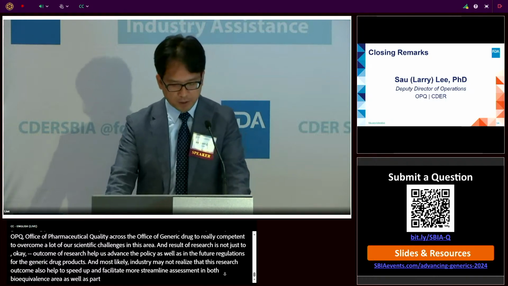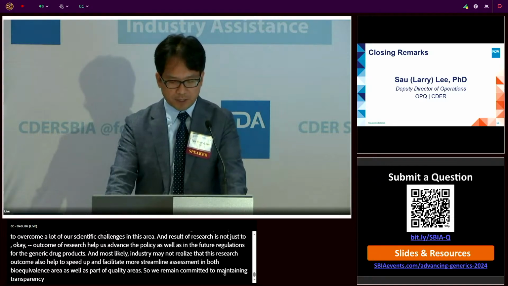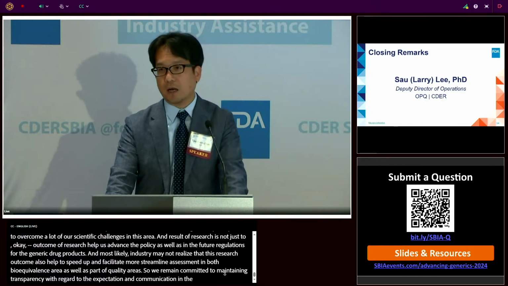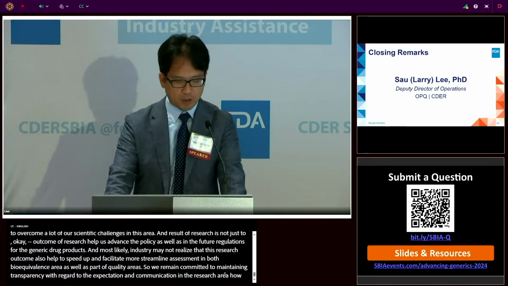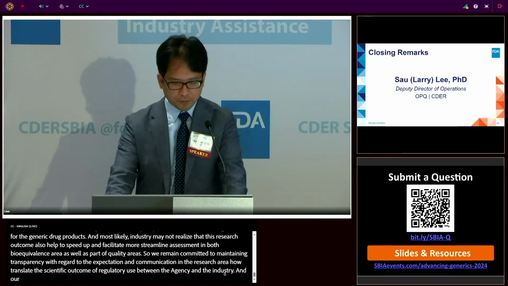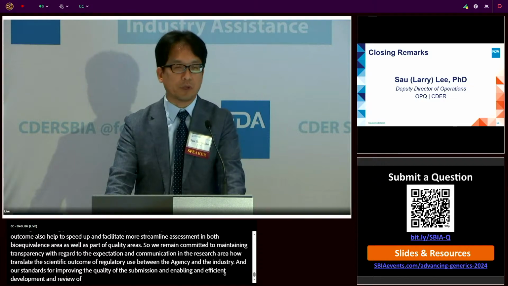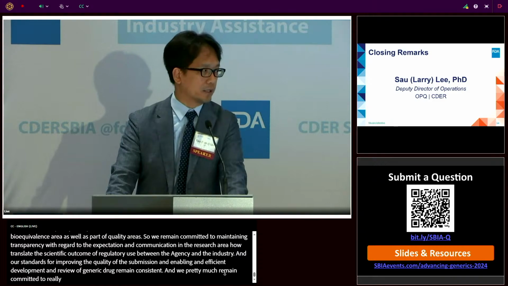So we remain committed to maintaining transparency with regard to the expectations and communication in the research area, and how we translate those scientific outcomes to regulatory use between the agency and the industry. Our standards for improving the quality of submissions and enabling an efficient development and review of generic drugs remain consistent. And we remain committed to working with our industry to facilitate and accelerate generic drug development.